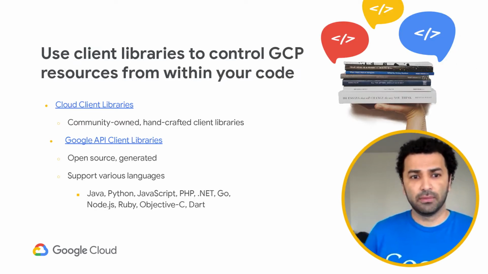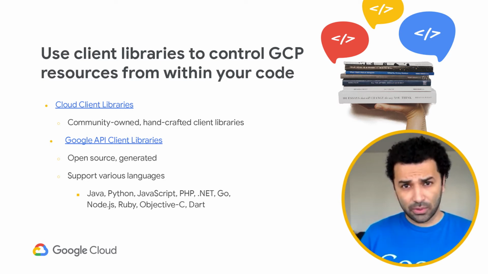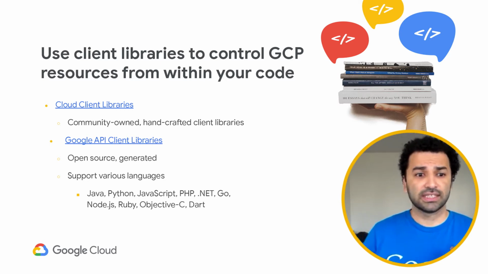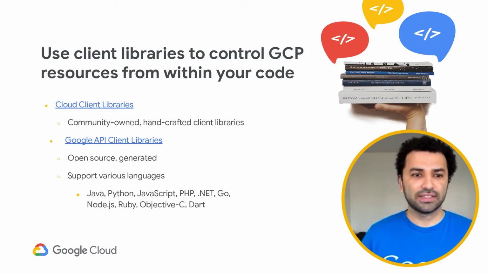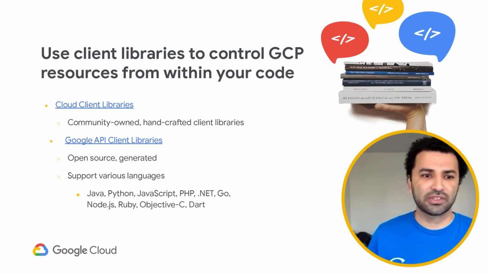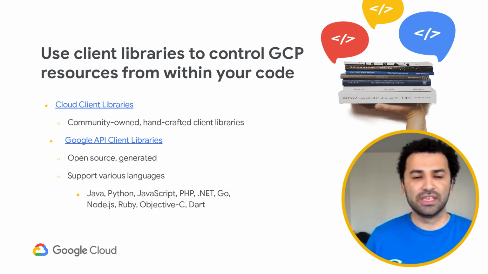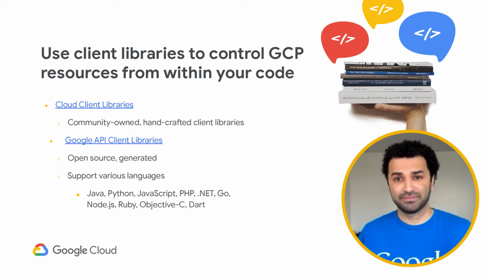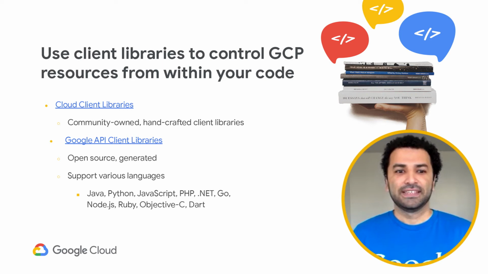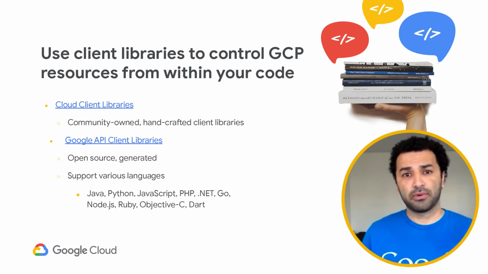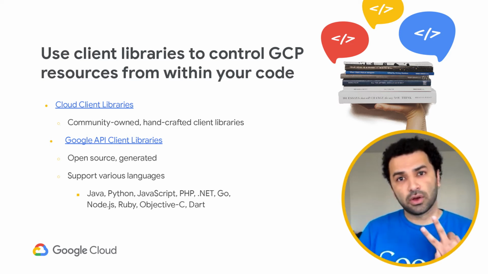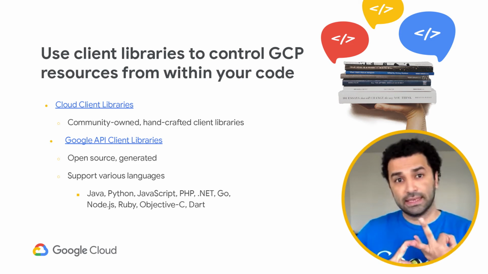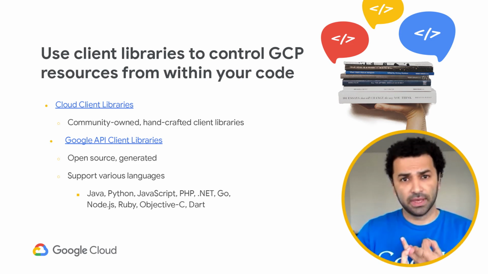Libraries that are available for your coding are now available in several languages, such as Java, Python, JavaScript, PHP, .NET, Go, pretty much everything, right? JavaScript, Node.js, Ruby, Objective-C, Dart, everything pretty much. So this is probably the 3 main ways to interact and administer your Google Cloud platform. We talked about the console, we talked about Shell or SDK, and we talked about the RESTful APIs.